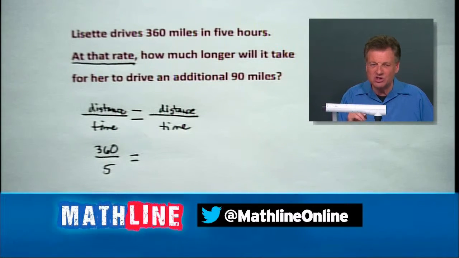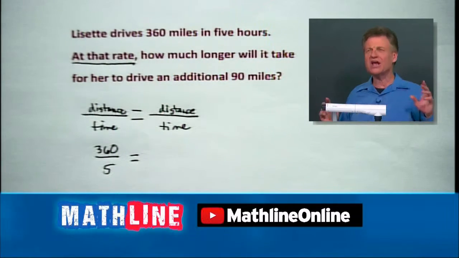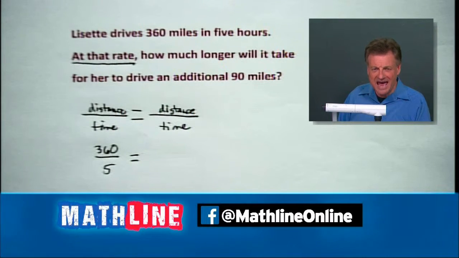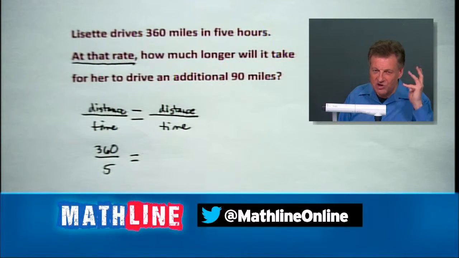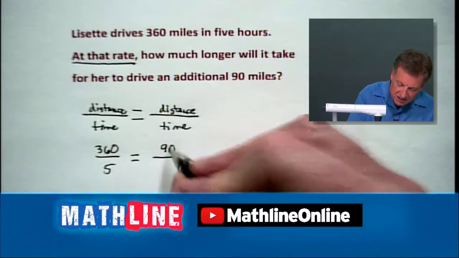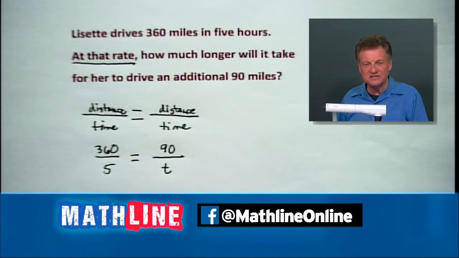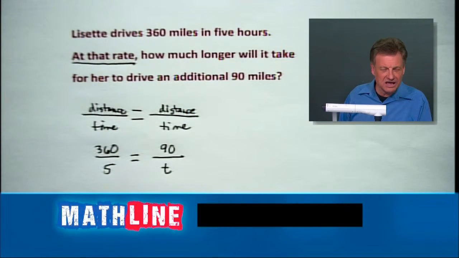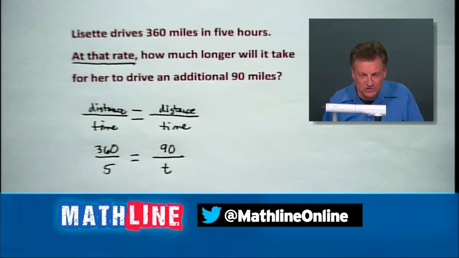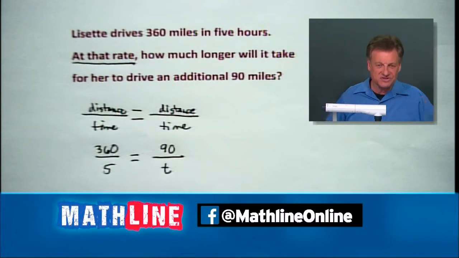Now, the question is, how much longer will it take for her to drive an additional 90 miles? Now, some of you are thinking, Ernie, do I need to add 90 to 360? You can do that. It means you're going to have to figure out something a little bit more in the end. Why don't we just say the rate's the same? Let's go with 90 and see what is our time. We'll call it a T right there. This could look interesting. Let's see what happens. How much time is it going to take? May not come out just to 1 hour or 3 hours or 4 hours or whatever. Let's see where we're going.